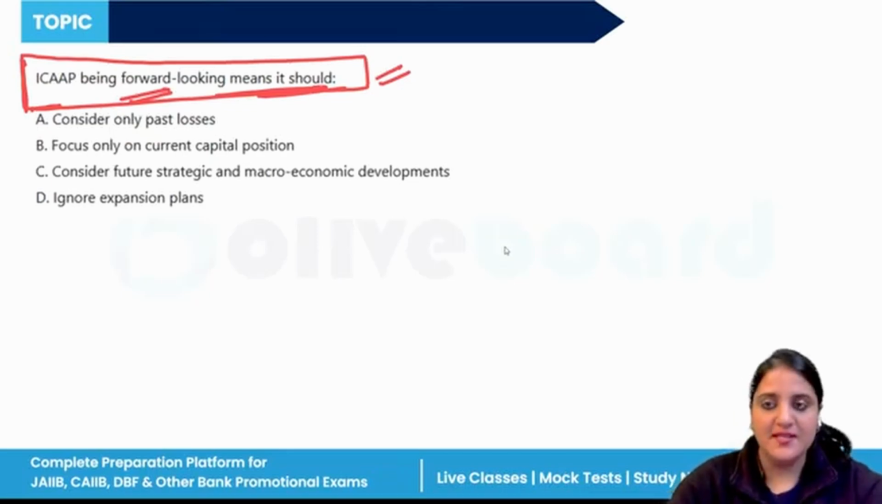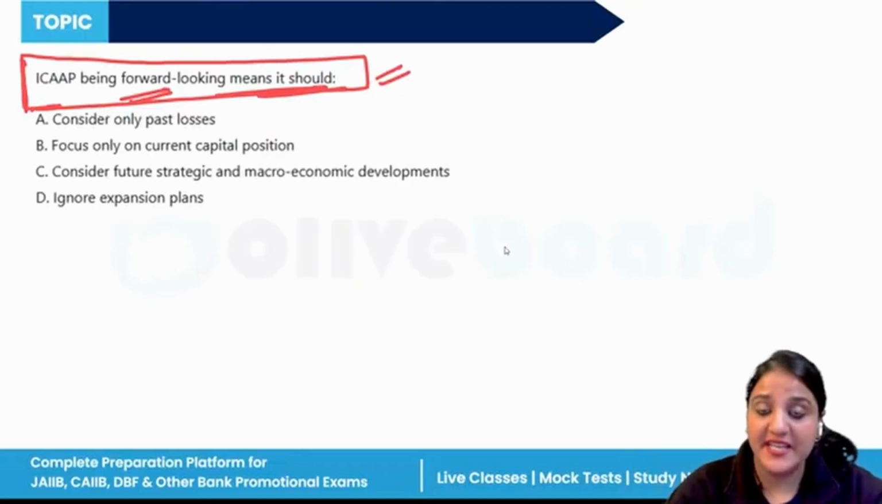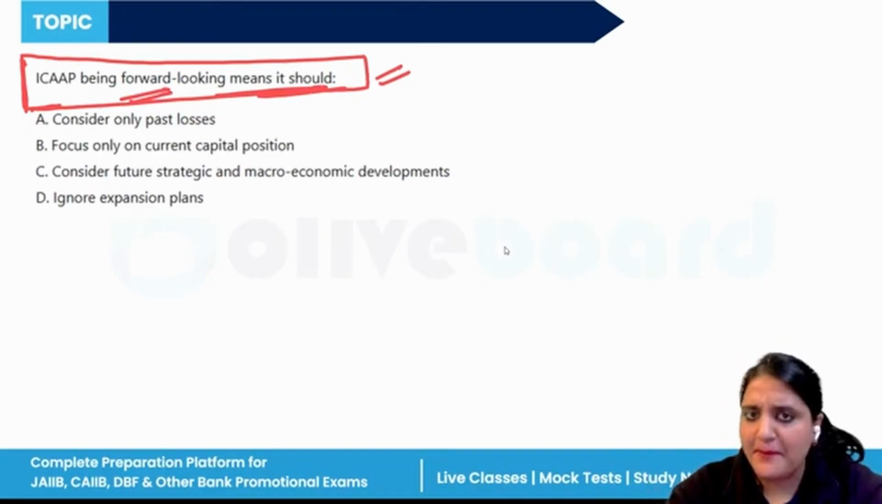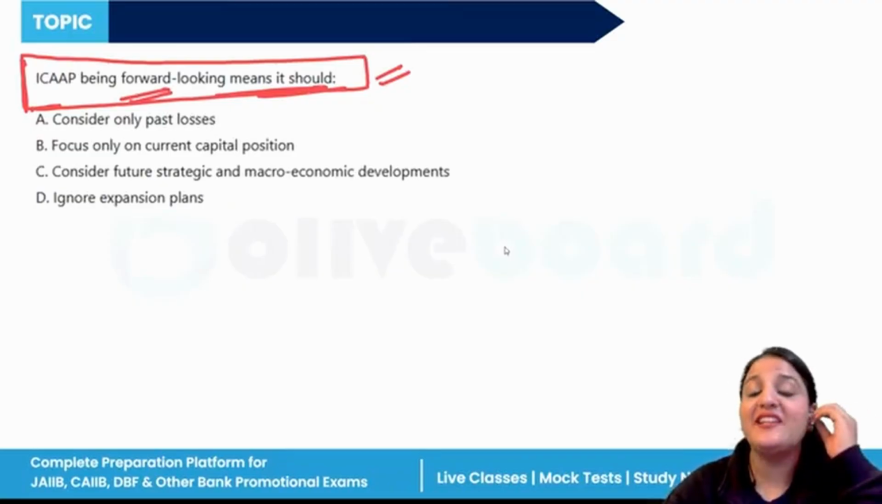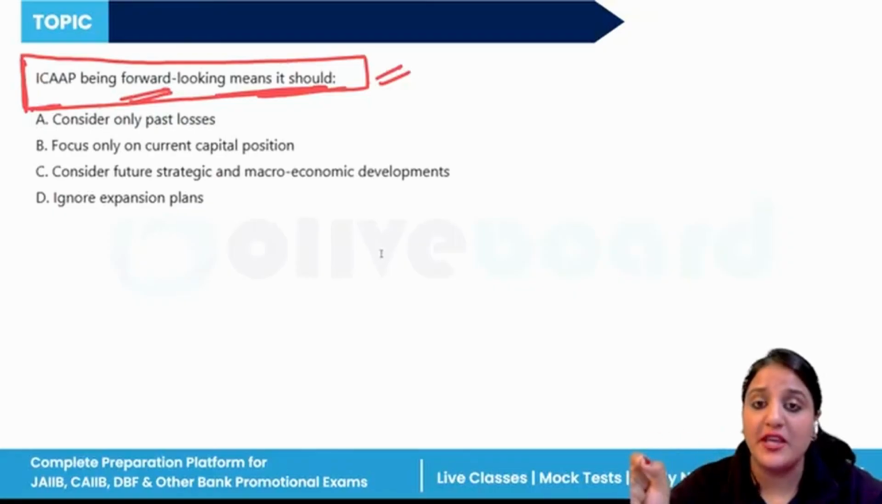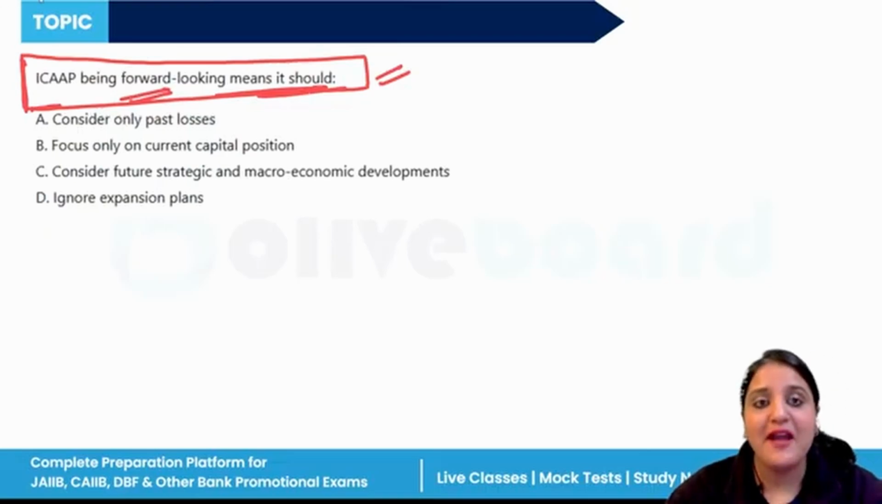So let me tell you one thing. Suppose your bank plans to open 200 new branches, increasing the corporate lending and expanding into foreign exchange trading. So should ICAAP look only at the current capital? No, it must look at the future risk. So ICAAP is also forward looking. ICAAP has to consider future strategic plans, macroeconomic conditions, expected capital constraints, and it has to estimate future capital needs.